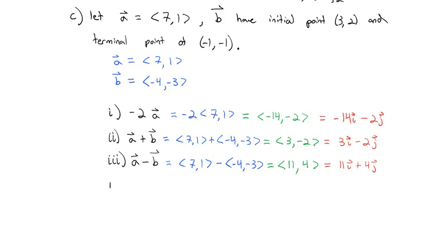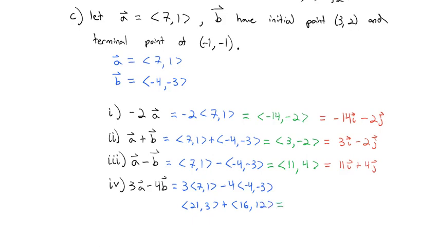One last one of these. Let's find 3a minus 4b. To do this, we have 3 times the a vector. The a vector is 7, 1, minus 4 times the b vector, negative 4, negative 3. Well, when we do that operation initially, we have scalar multiplication, which gives us 21, 3. Plus, I'm going to go ahead and take that negative in. Negative 4 times negative 4 is 16. Negative 4 times negative 3 is 12.